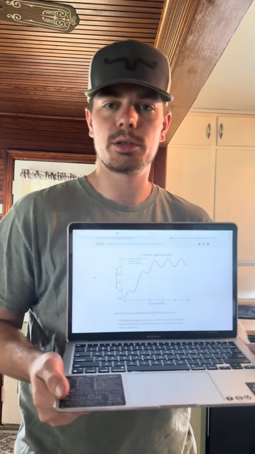This is what it looks like more realistically. Some of the things that can influence this learning curve are motivation and fatigue. Maybe that's why we have some of these dips. Maybe we're really tired after that first day of learning, so the second day we're fatigued and not as good.